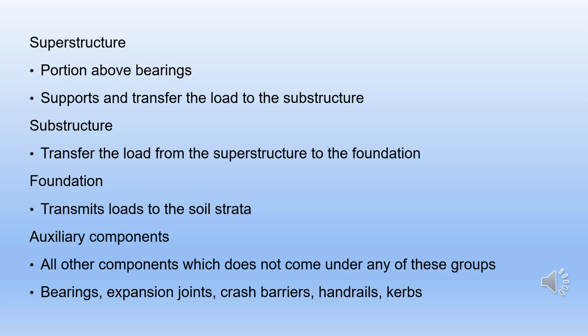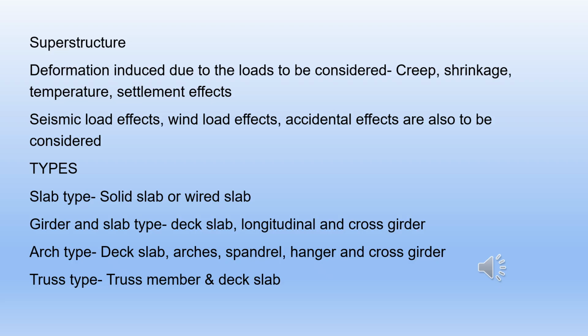All other components which do not come under any of these groups are usually referred to as auxiliary components. They include bearings, expansion joints, wearing coat, crash barriers, handrails, curbs, etc. The deformation-induced effects, creep, shrinkage, temperature, and settlement effects are to be considered. The seismic load effects, wind load effects, and accidental effects are also to be considered based on the structural form adopted.